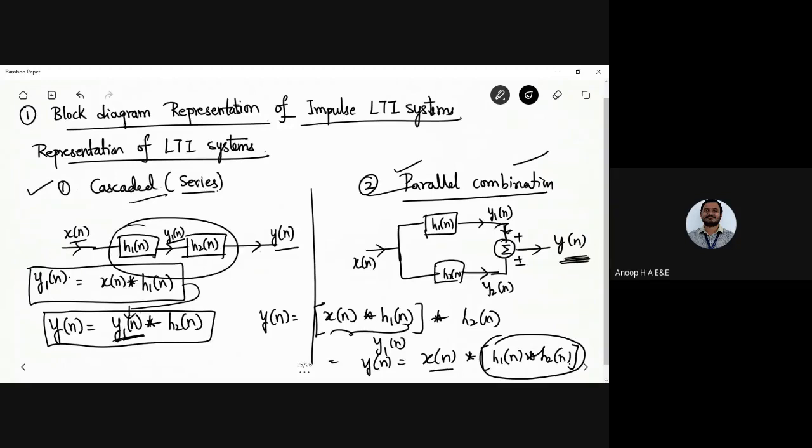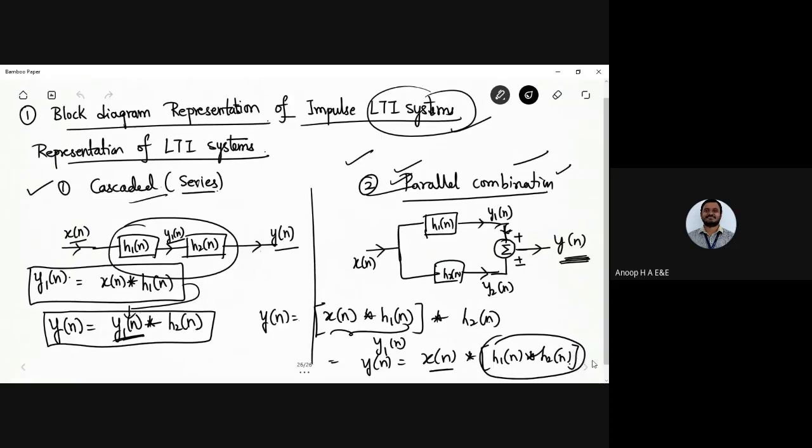I'm giving this assignment to Vinod. Is Vinod there in the meeting? If he is not there, just inform him. Yes, sir. Vinod, are you there? Yes, sir. Vinod, I want you to do this parallel combination of LTI systems and let me know the answer by today. Okay, sir.